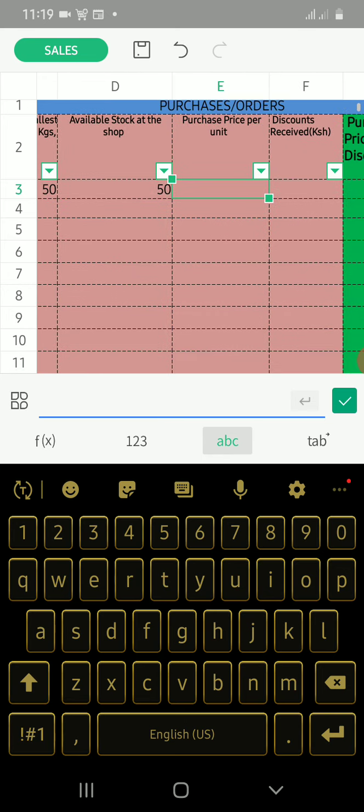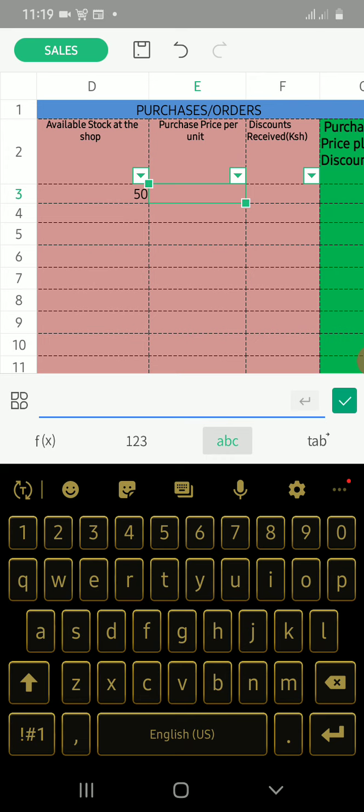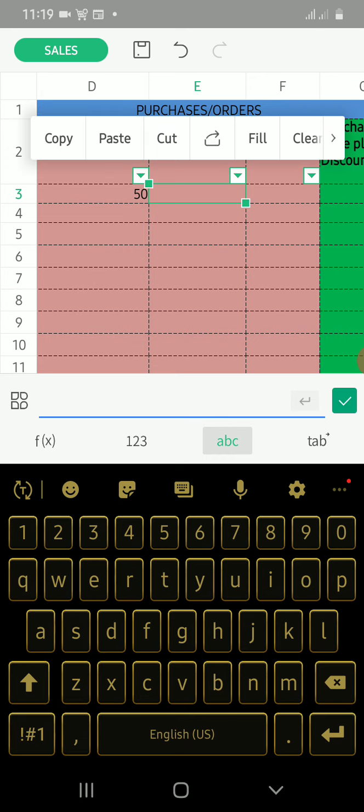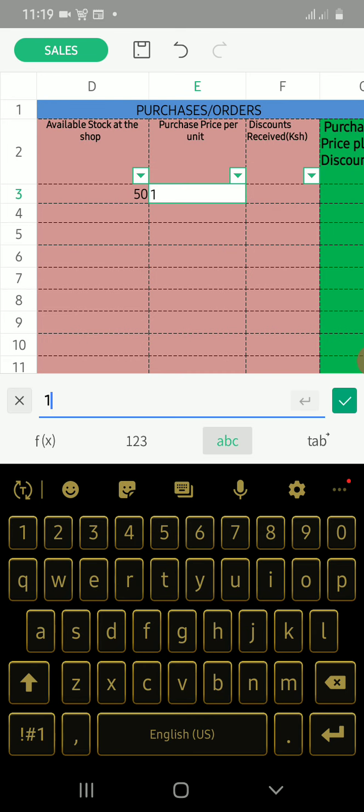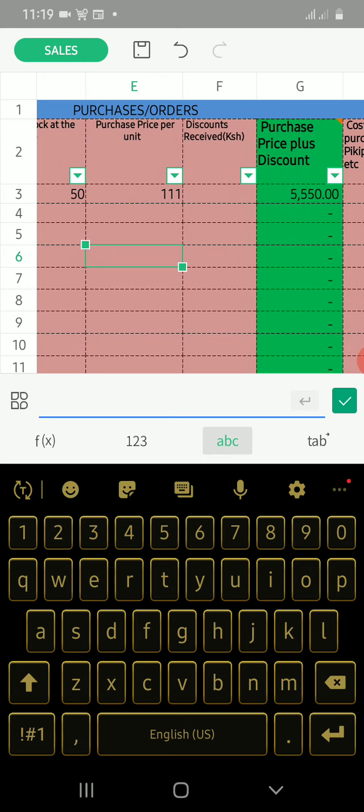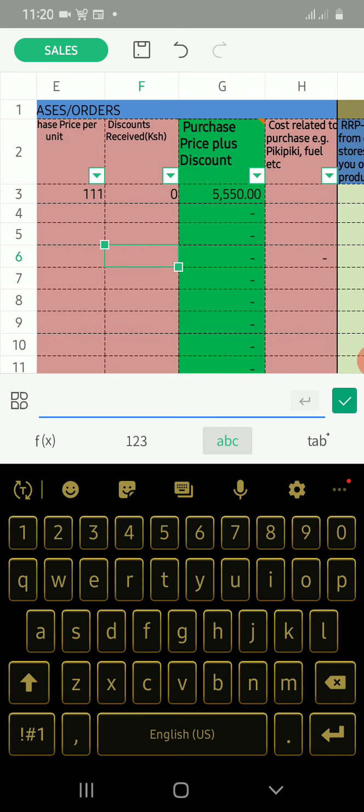Then there's this other column that is asking you purchase price per unit. Like you can remember, our purchase price was 111, all right? So did you receive any discounts? No, you didn't, so you write 0 there. So this green column is automated, it has a formula. So you'll see that the purchase price plus discounts, in this case, is 5,550.